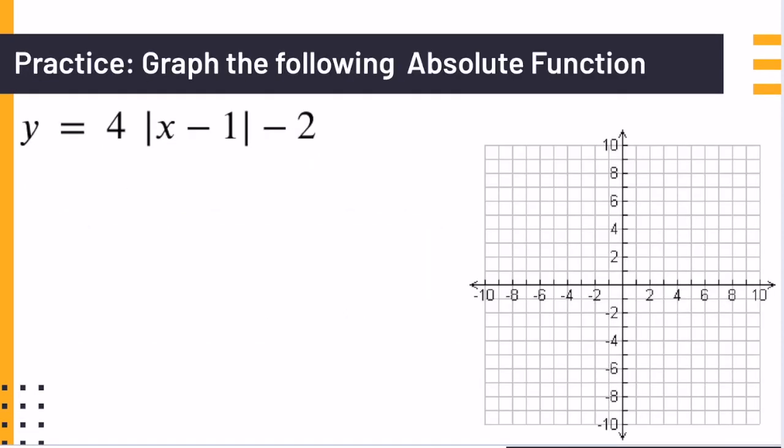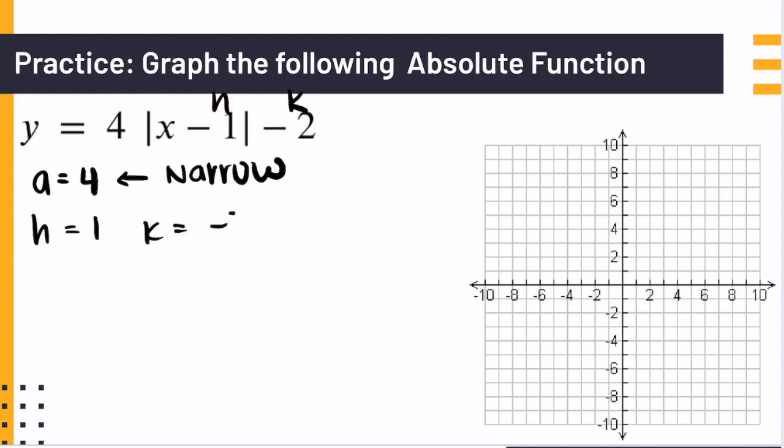So our practice problem that we're going to go over in this video is y equals 4 times the absolute value of x minus 1, minus 2. Notice that the a is 4, and because it's 4, we know this is greater than 1. We know this is going to be a very narrow graph. And we know that h and k are 1 and -2. So we know our vertex is (1, -2).